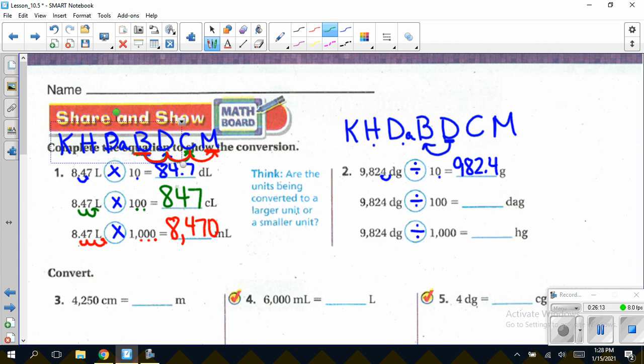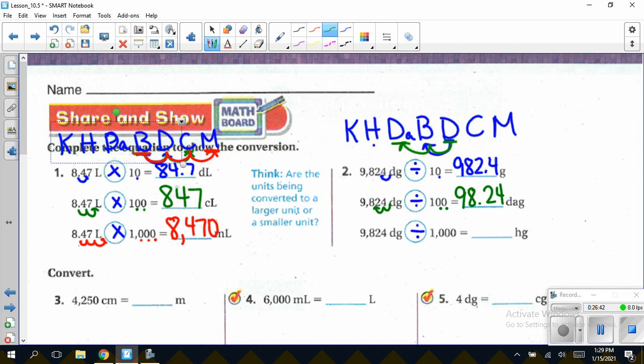The next question, I have decigrams again to decagrams this time, so the DA. So that is taking me 2 swoops to the left. Left is dividing, and 2 swoops is by 100. So from the end of the number, 1, 2, does take my decimal to the 98 and 24 hundredths.